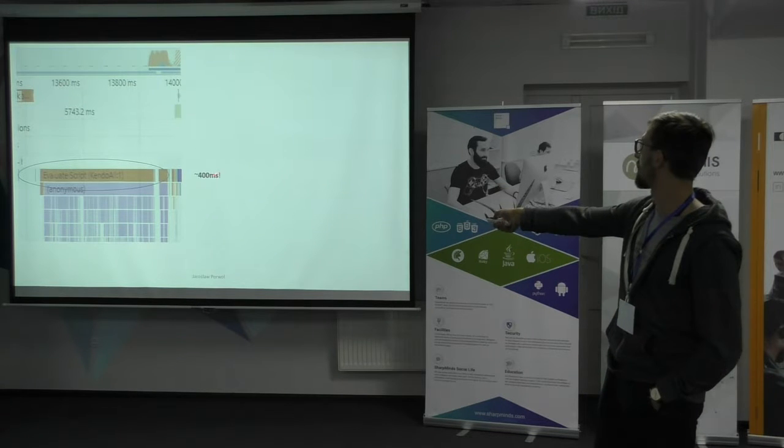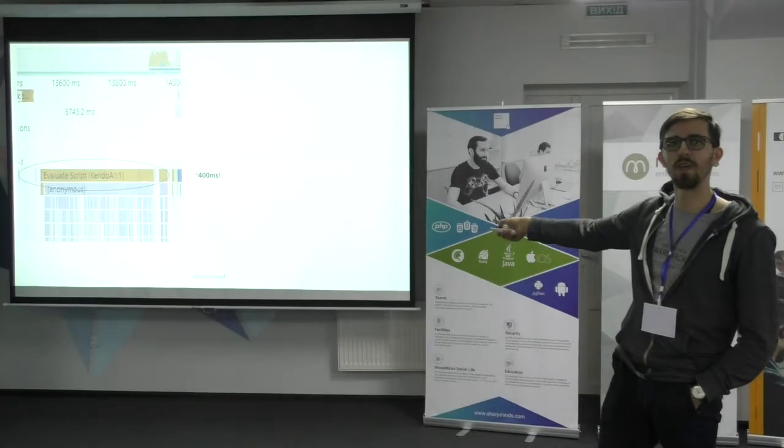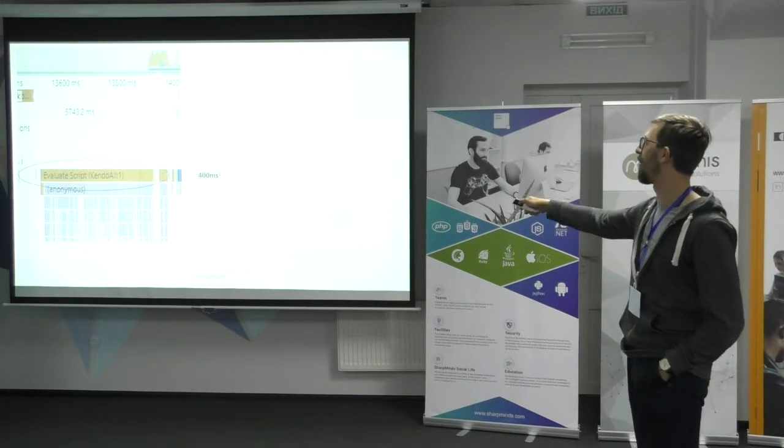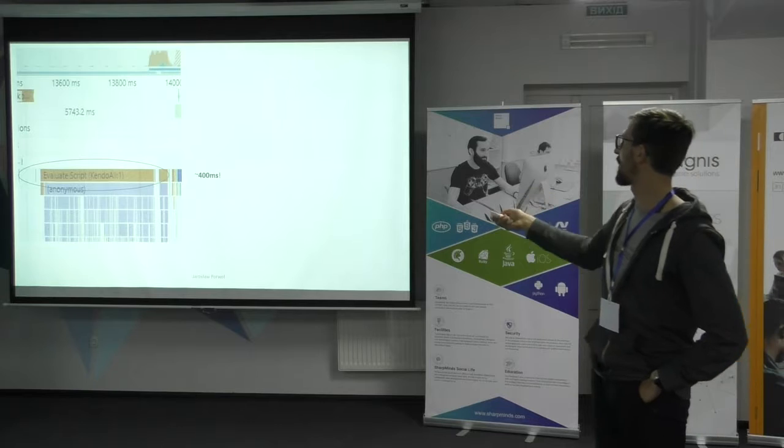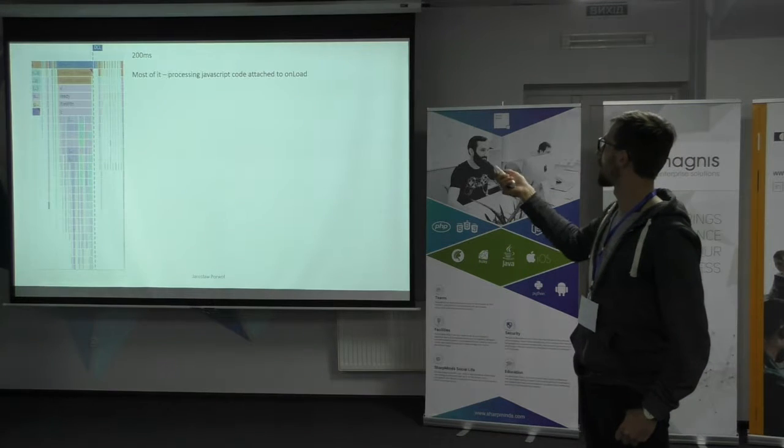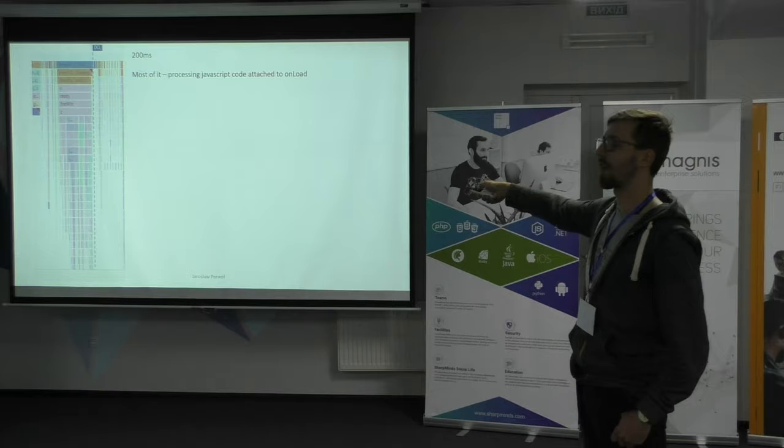Evaluate script. Oh yeah, so this is 400 milliseconds of just doing Kendo. Like I said, freaking long. Don't do that. You can do better. 200 milliseconds is just of processing JavaScript attached to onload.